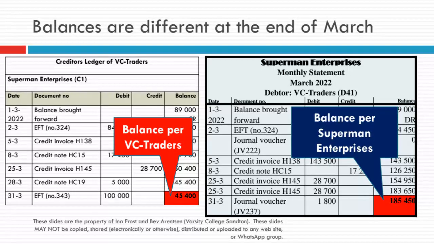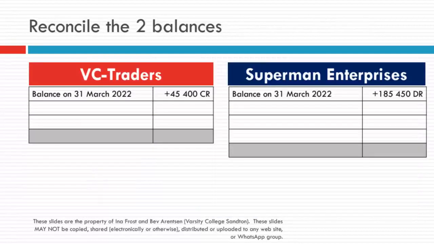And we're going to do our little reconciliation in two little tables. We're going to start with the balances that each business has got. So VC Traders shows a 45,400 Rand balance. And remember, in the books of VC Traders, that will be a credit balance. Superman Enterprises, on the other hand, has a balance of 185,450 Rands. And from their perspective, that will be a debit balance.